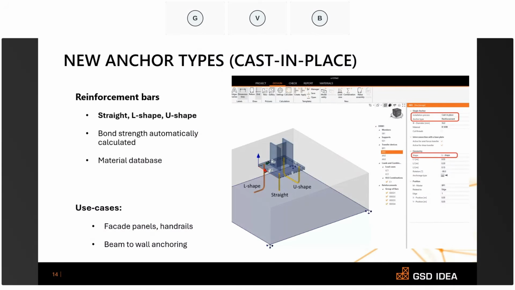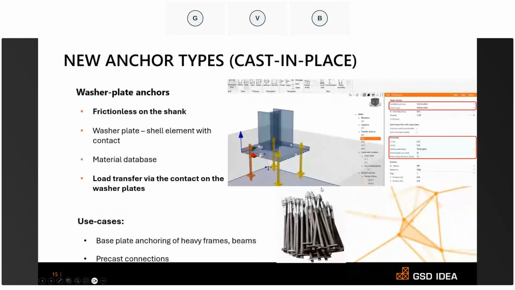Now, in terms of application as use cases, we know that these reinforcement bars are ideal for the facade panels, handrails, beam to wall anchoring, very common cases where cast in reinforcement is used. Now, the next improvement is on the cast in washer plates. So the washer plate anchors bring a more realistic representation of how loads are transferred into the concrete.